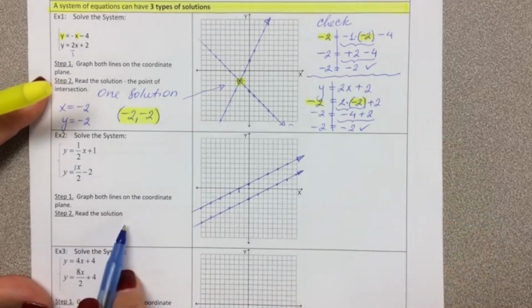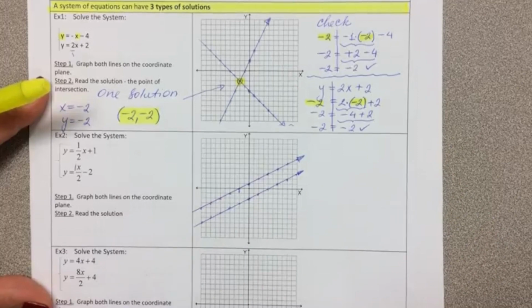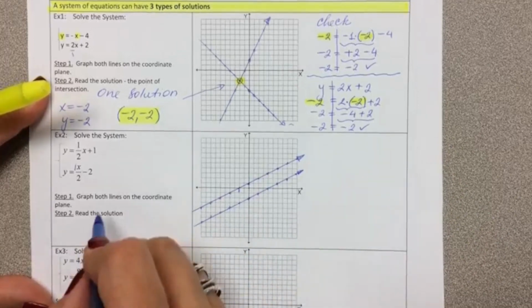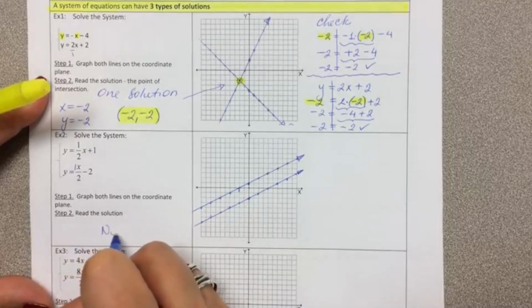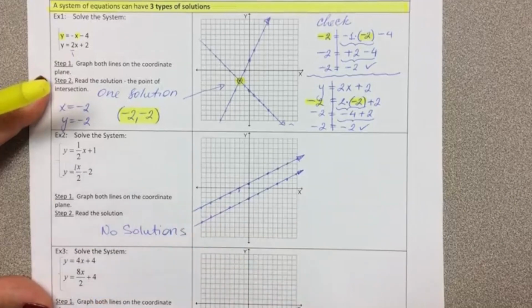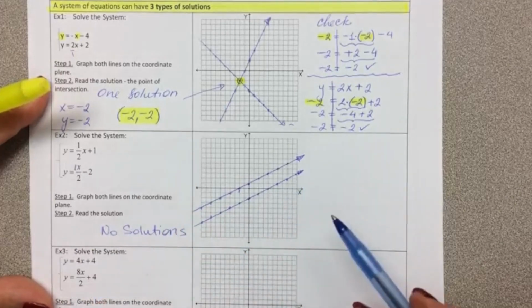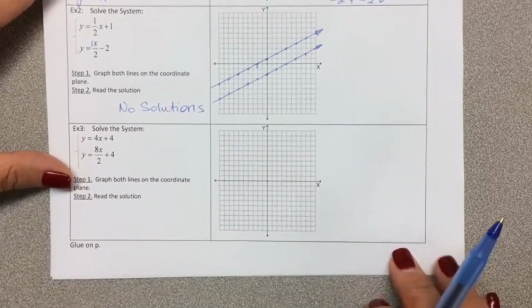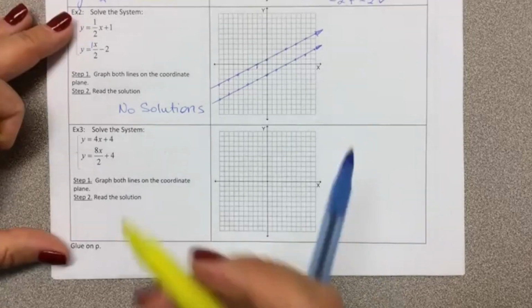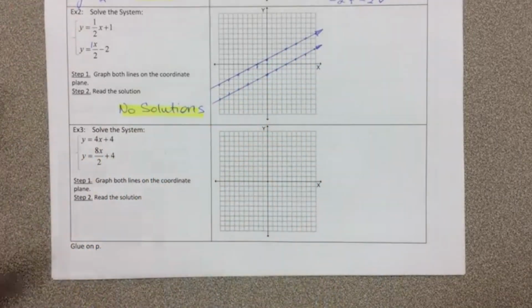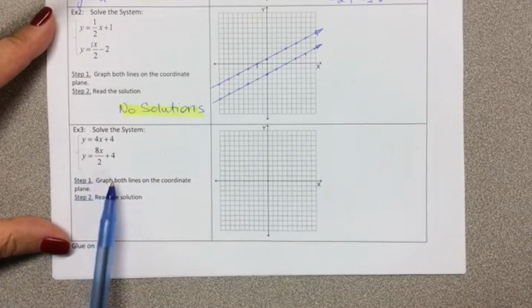So when we read this solution, we don't have an intersection point. There is no intersection point for us to check. That's when we're going to say that the system has no solutions. There are no common points for these two lines, so there's no intersection point. So the system has no solutions. And in the third situation, we're going to see infinitely many. Let's see how that shows up.